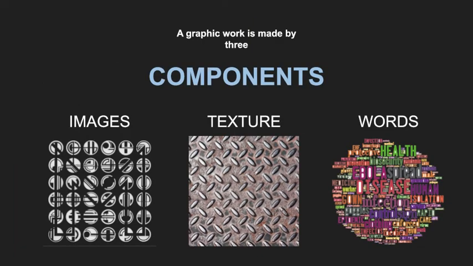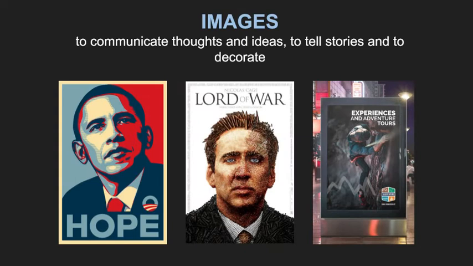A graphic work is made by three components: images, texture, and words. We have just seen that between the components of graphic design we can find images that are used to communicate thoughts and ideas, to tell stories or to decorate, and this is because communicating only with words can often be difficult. Other than that, we usually think that graphic design was born in the 20th century or so, but actually images in this context are used since the time of Egyptian hieroglyphs.